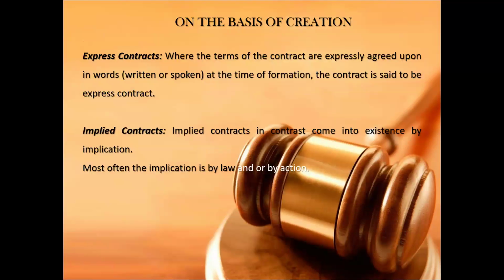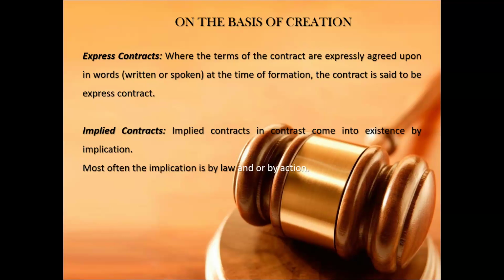So first one is on the basis of creation. Let's see, what is an express contract? It is where the terms of the contract are expressly agreed upon in words, whether written or spoken, at the time of formation. That is, it is done immediately. When both the parties are meeting in a business meeting and decide to get into trade, then at that moment an agreement is formed immediately, and this agreement can be either in words or in writing. Whatever it is, an express contract is formed immediately.